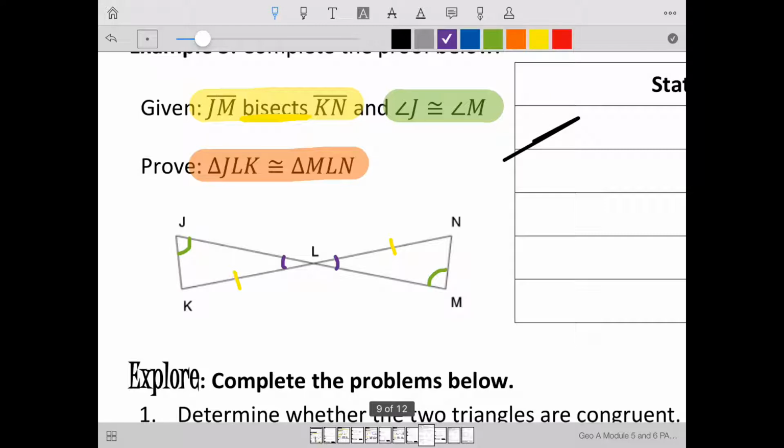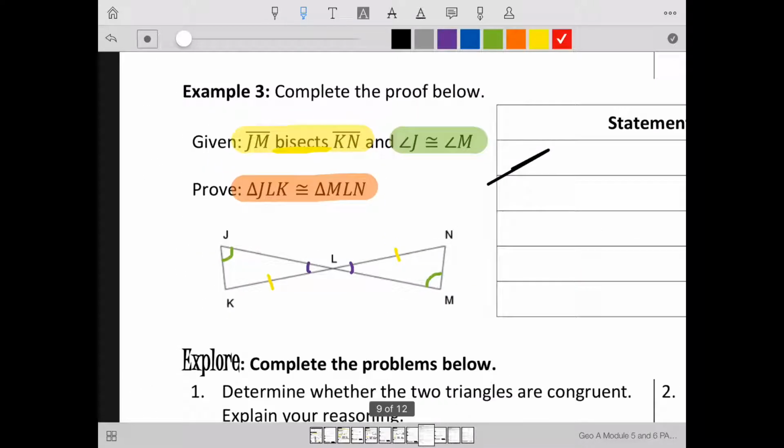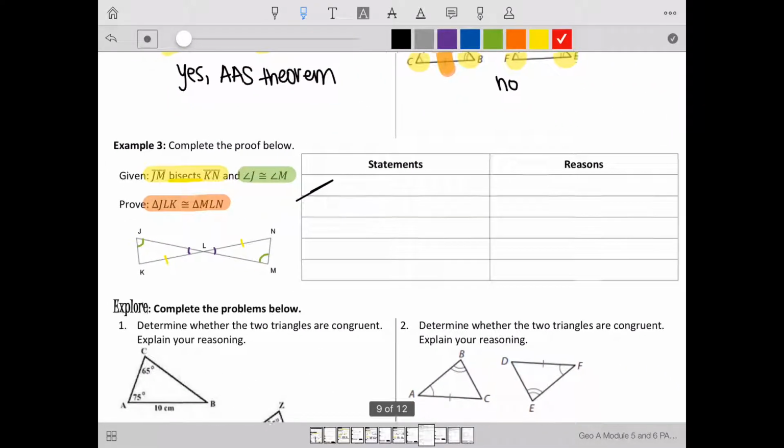And now when I look at these two triangles, we have an angle, angle, side being congruent with an angle, angle, side. So we know that these two triangles do need to be congruent. But now let's use this information to write the proof.